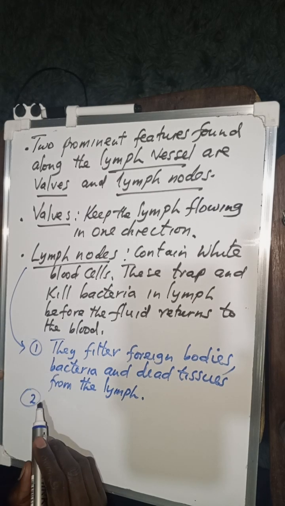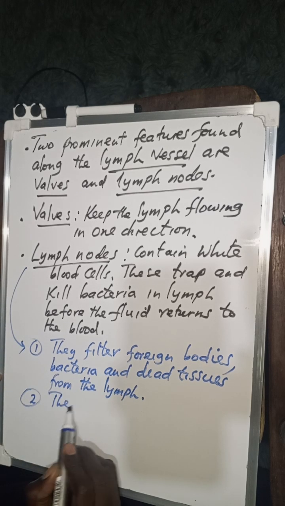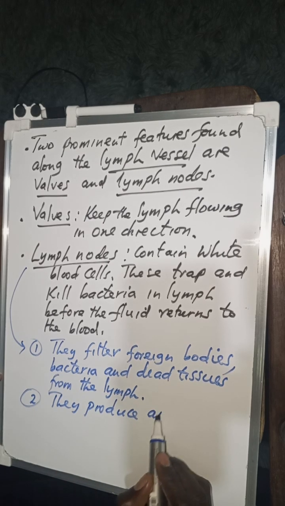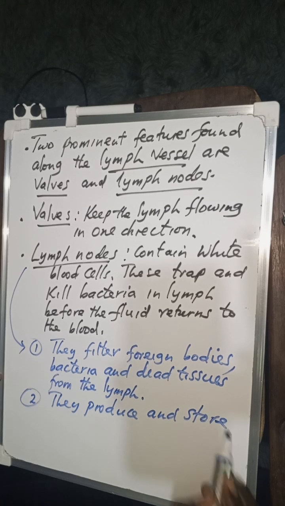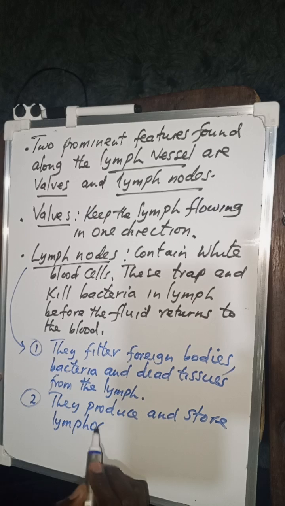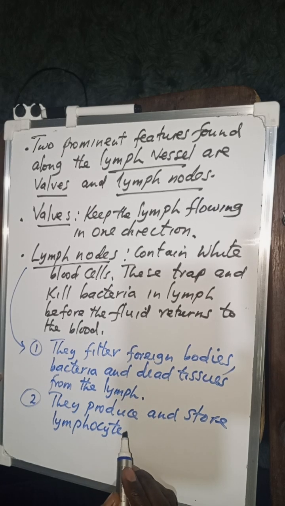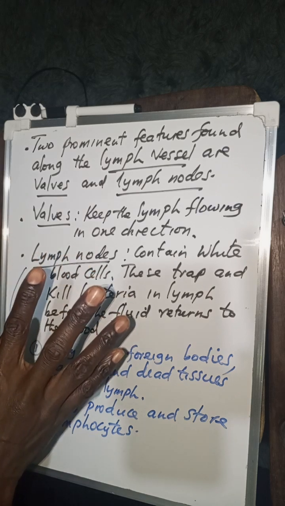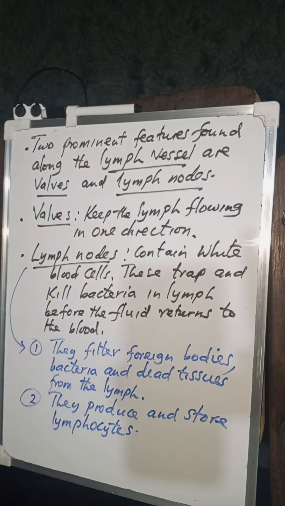Another component that we can talk about is that they produce and store lymphocytes. These are a type of white blood cells. So the lymph nodes are the ones that are able to produce and store these lymphocytes, which are later on added to the lymph as it passes on its way into the blood.